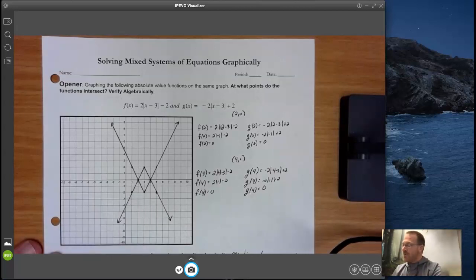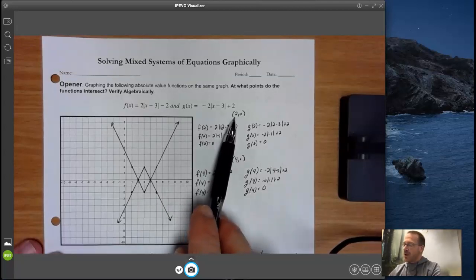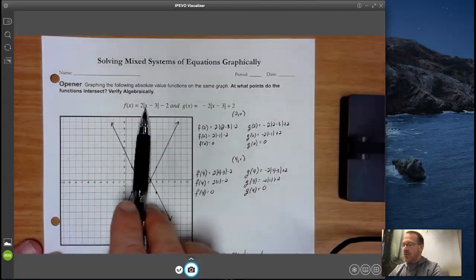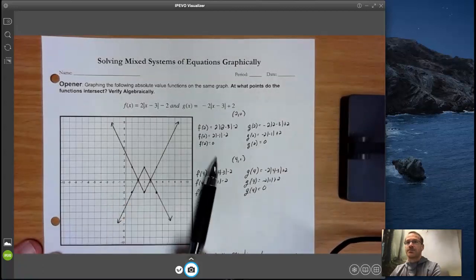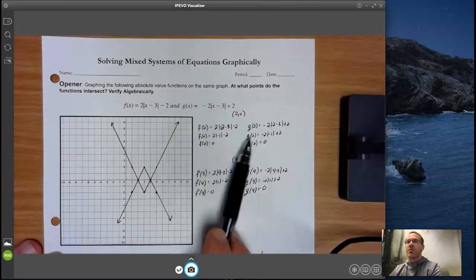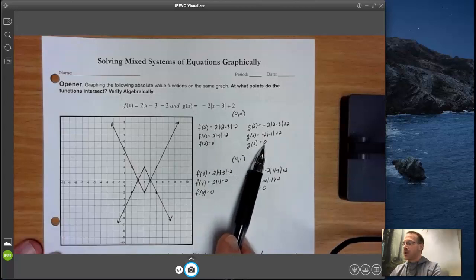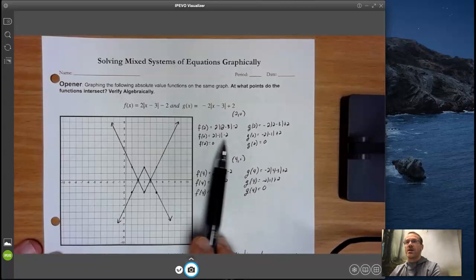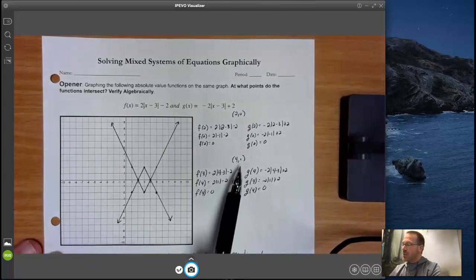Now, what do we mean by verify algebraically? Just in case you don't remember this, what this means is that when I plug 2 into f of x, I should get 0. And that's what happens here. When I plug 2 into g of x, I should get 0 again. And that happens. So what this is saying is that (2, 0) is in fact on both equations, or on both graphs, and we verified that. And then we would do the same thing with (4, 0).